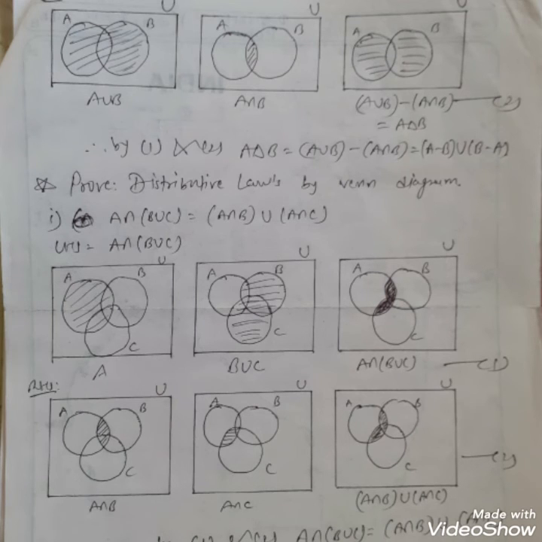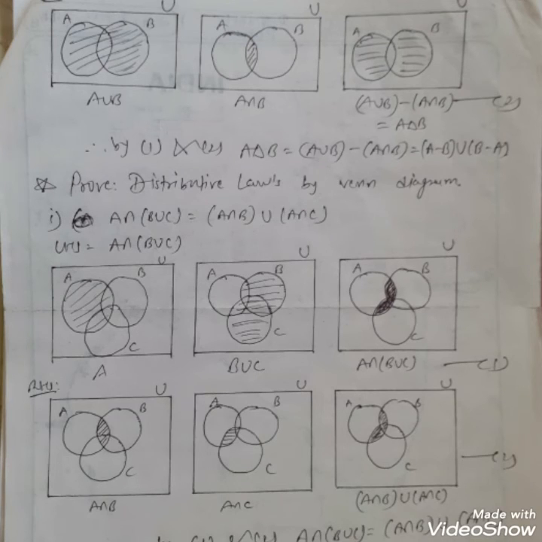Then we have to prove the distributive laws by the Venn diagram. So here we take the first distributive law, that is A intersection (B union C) equals (A intersection B) union (A intersection C). So here the first diagram shows the elements which are in A, the second diagram shows B union C, means here in A intersection (B union C), the common elements are A and B and A and C, so only this part is darkened.